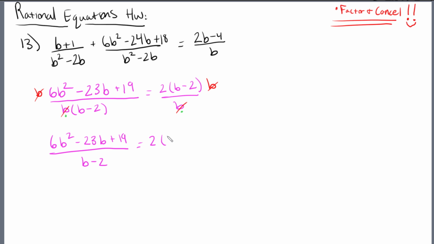So let's see, 2 times b minus 2. Now it is kind of tempting to cancel out the b minus 2s. We can't do that because they're not both in the denominator. So what I'm going to do is multiply both sides by b minus 2. That's going to cancel out the b minus 2 that's in the denominator on the left. So I'm essentially moving this b minus 2 up to the right side.